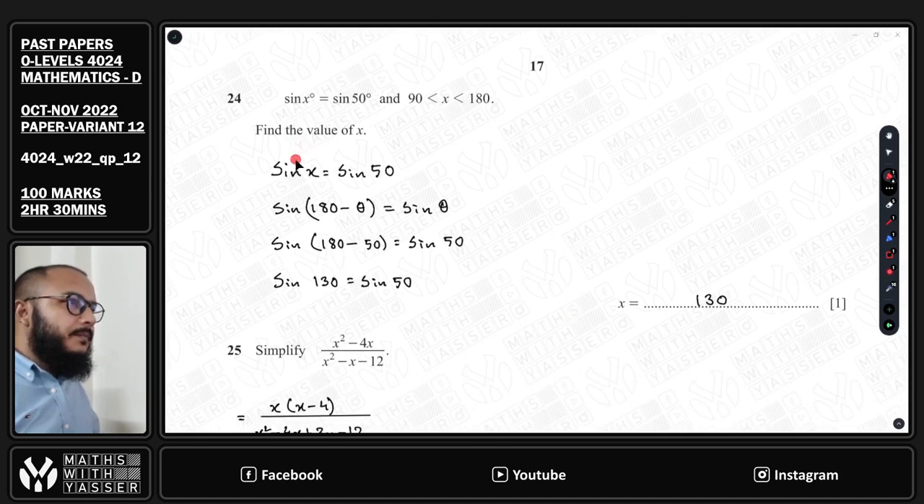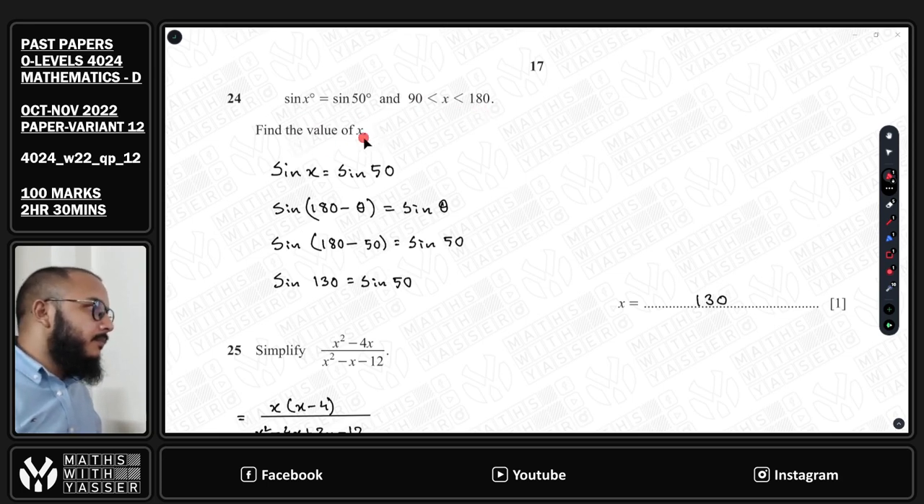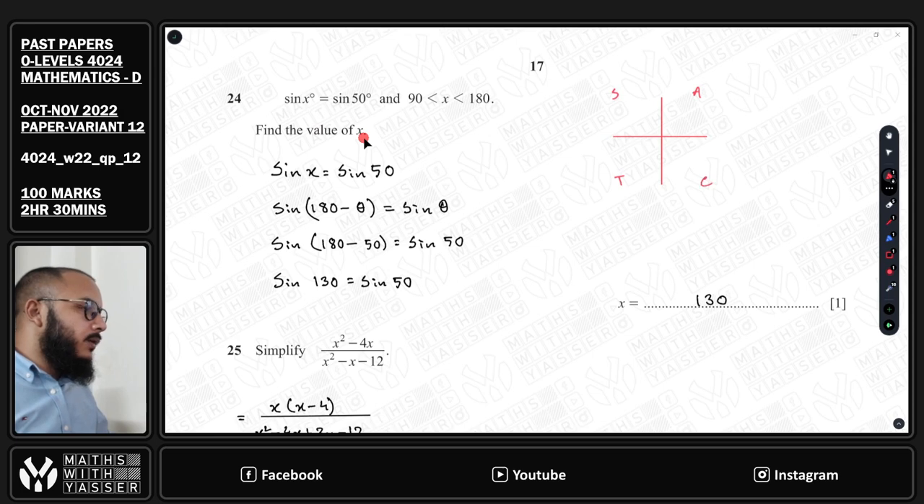Question number 24. It says sine x is equal to sine 50 and x lies between 90 and 180. We need to find the value of x. First, let's draw the ASTC line. So this is all sine, tan, and cos. I'm saying that sine x equals sine 50, which is already provided. And then I'm saying that sine 180 minus theta is equal to sine theta.